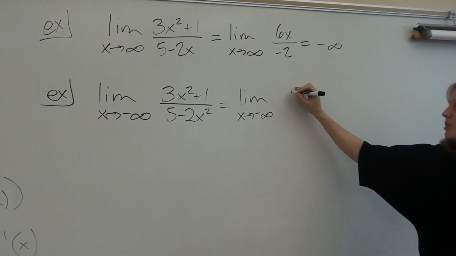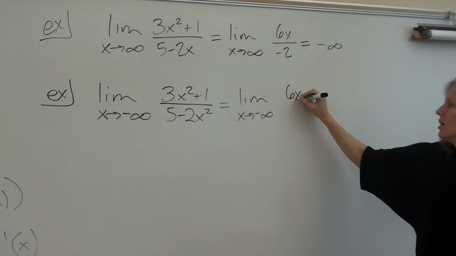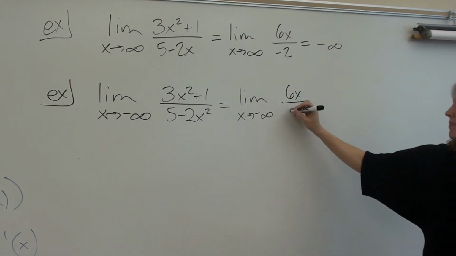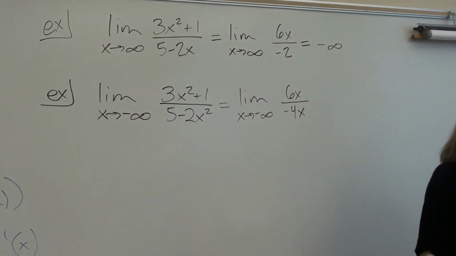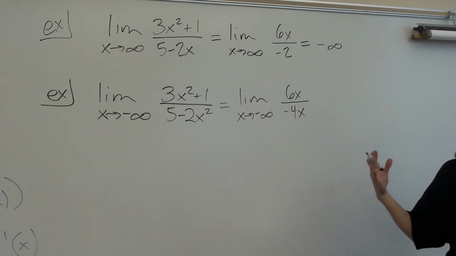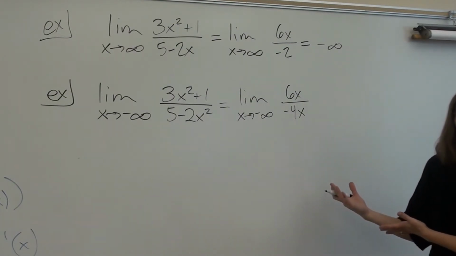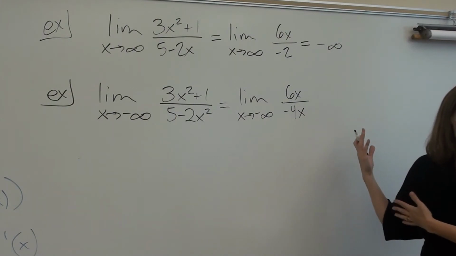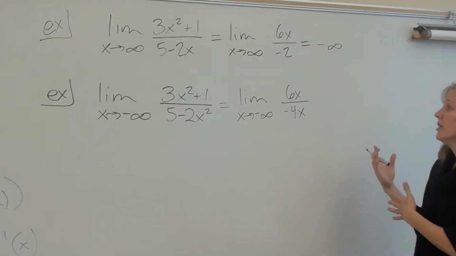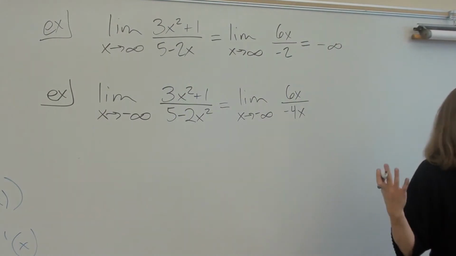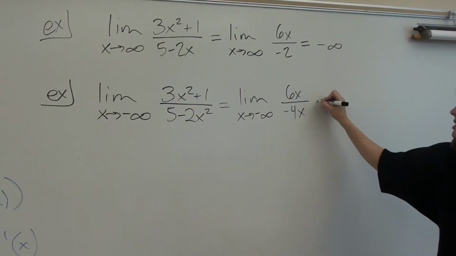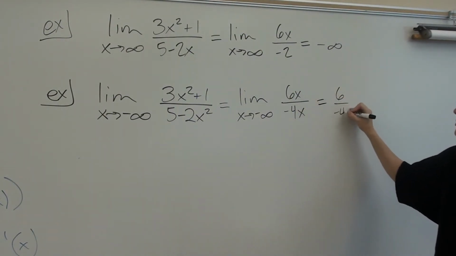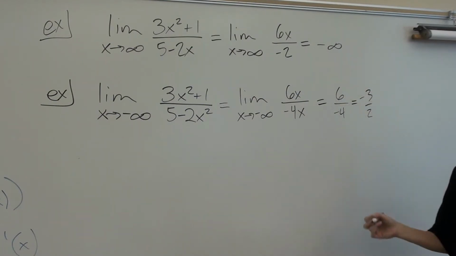Okay, so what do you get for the derivative of the top over the derivative of the bottom? Negative 4x, right? Okay, you have a couple routes you can go here. You could just cancel the x's, and then you have the limit of a constant, which is the constant. Or, say you didn't even know you could do that. You could L'Hopital it again, because you still have infinity over infinity. And either way, you're going to get 6 over negative 4, or negative 3/2, as your answer.